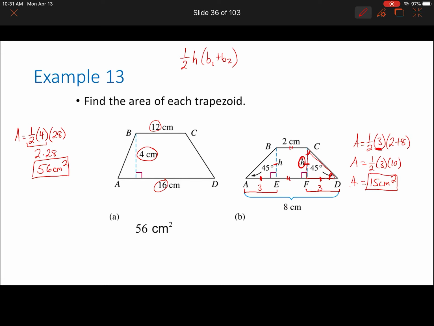And once you figure out the height, then obviously just put that into the formula, and you're able to find your area is 15 centimeters squared. That could be very confusing, so if you have questions about that one, please let me know, and I'll try to go back over anything that maybe I said that was sort of confusing.